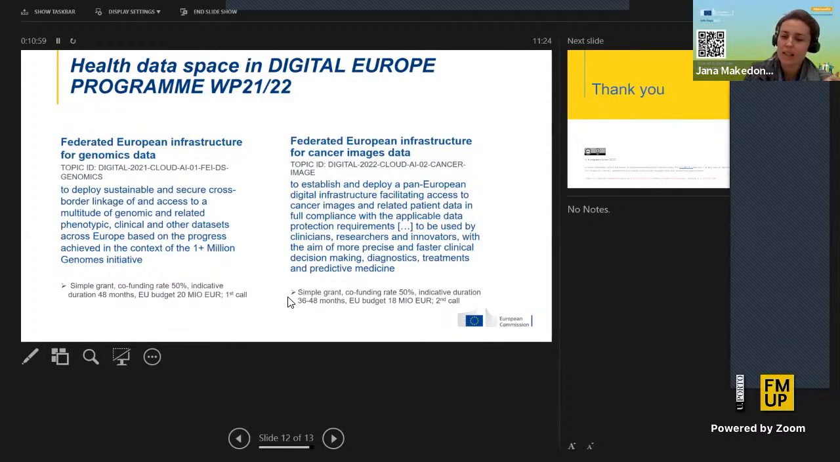Well, this is something else I can mention, another program that is not in HDEA. Well, it's partly in HDEA, Digital Europe program, which supports also infrastructure work, which is co-funded between the member states and the Commission. And though they don't have specific requirements of data quality, certainly they're going to tackle these. And these are the two topics, so federated infrastructure for genomics or for cancer images data.